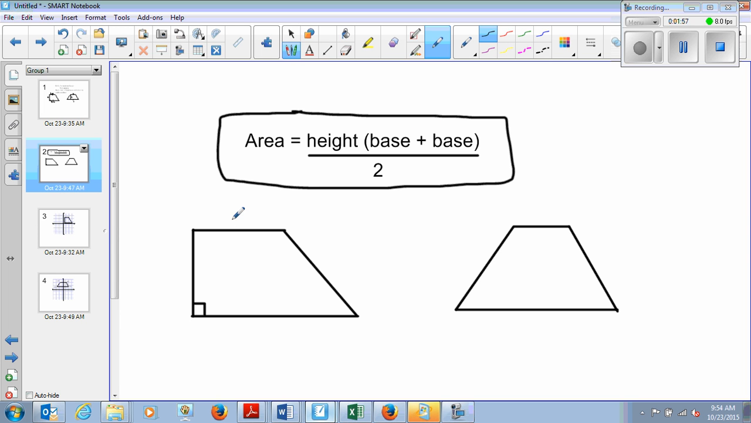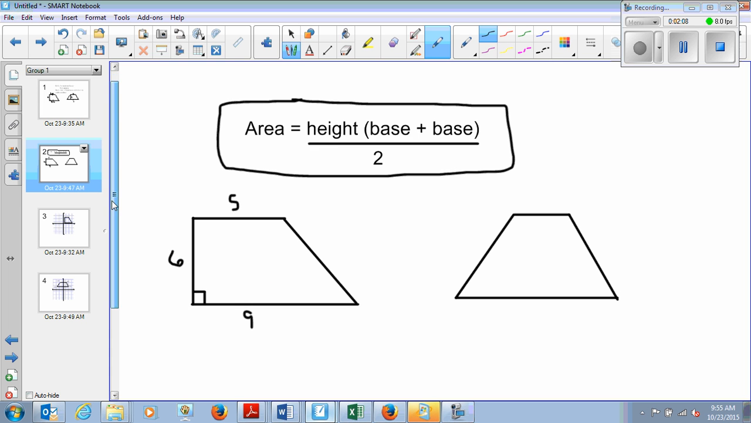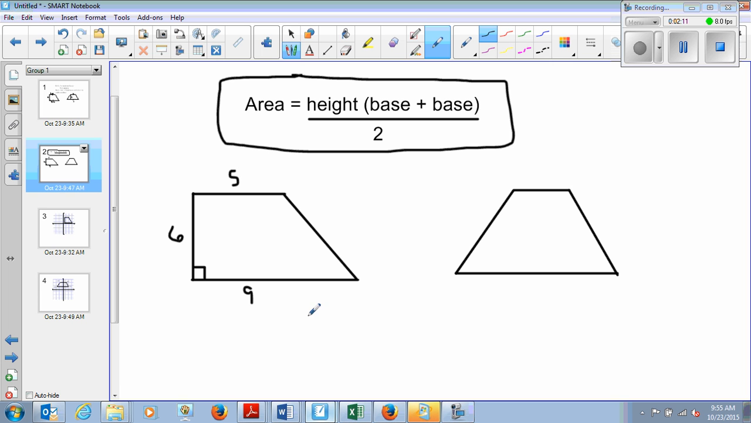So again, we see these examples. Let's just put some numbers here to make this a little bit easier. We'll call this 5. We'll say that this is 9. And we'll say the height happened to be 6 in this case. So let's just go ahead and figure out the area of this trapezoid really quickly. Our formula, the area will equal the height, which in this case, where the 90-degree angle meets the base, is 6, times one of the bases, which is 9, plus the other base, which is 5, and then we divide that by 2.